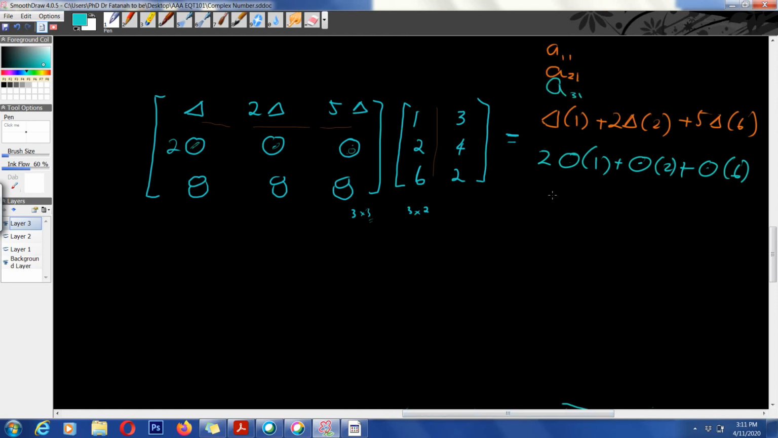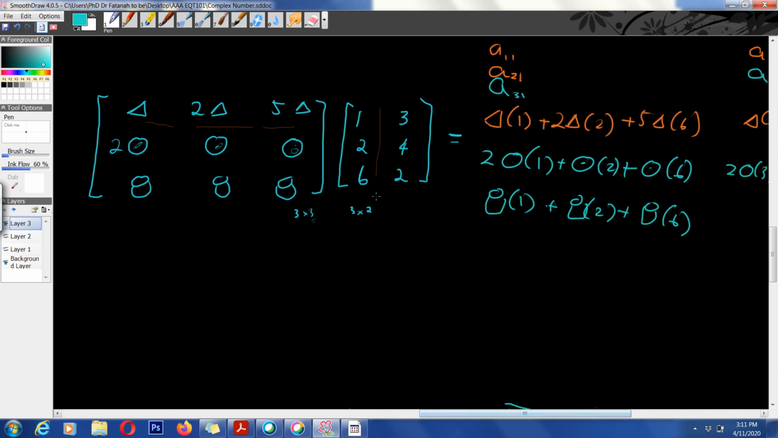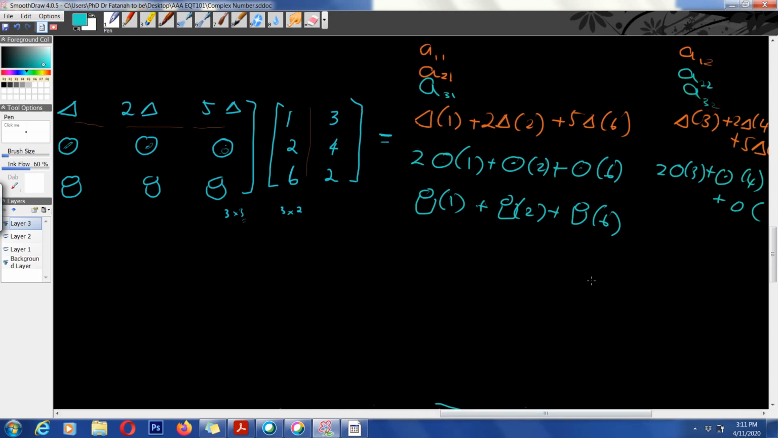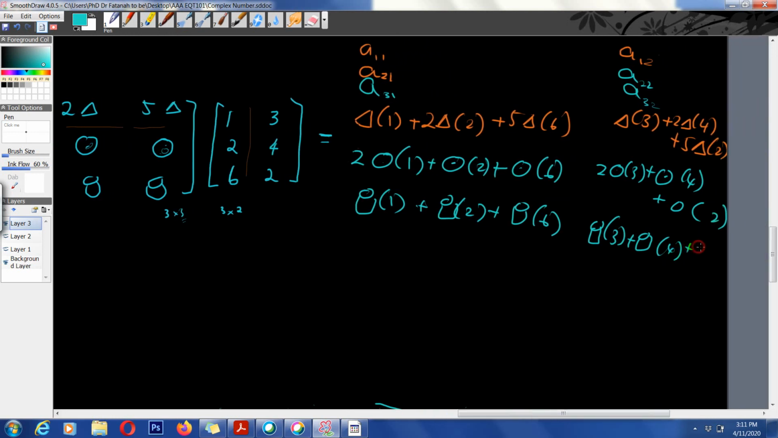So we have t1 times 1 plus t times 2 plus t times 6. We have another, third row, second column: t times 3 plus t times 4, and then plus t times 2. So you need to solve this. Simplify everything here.